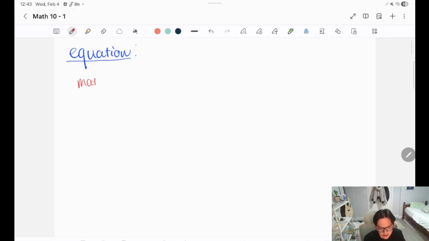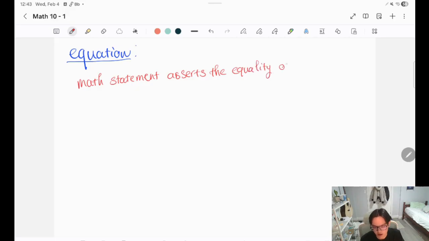Math statement, asserts the equality of two expressions, using the equal sign, this equal sign, right?